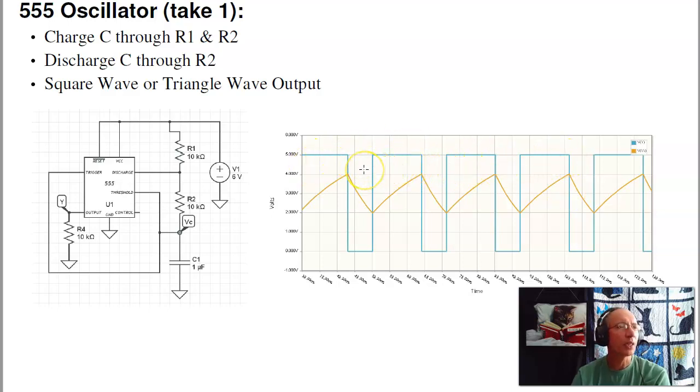This is a square wave that's about 33% duty cycle. The reason for that is I'm charging through 2 resistors, discharging through 1.